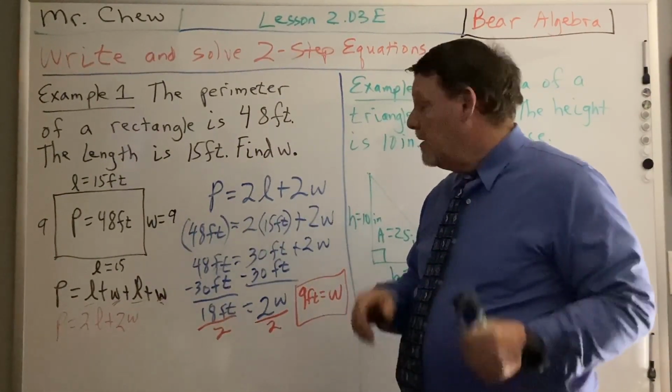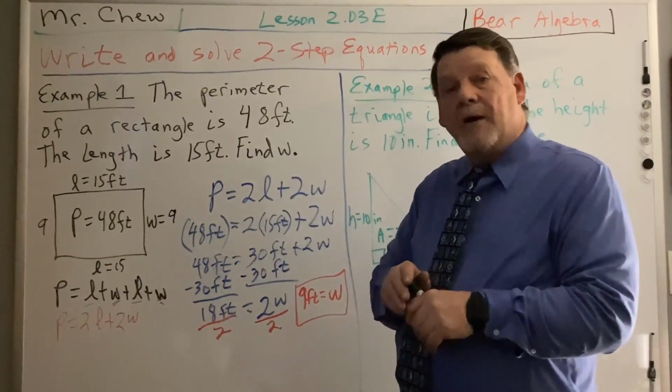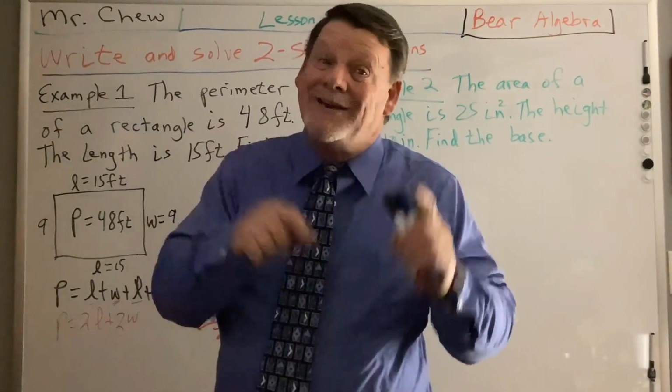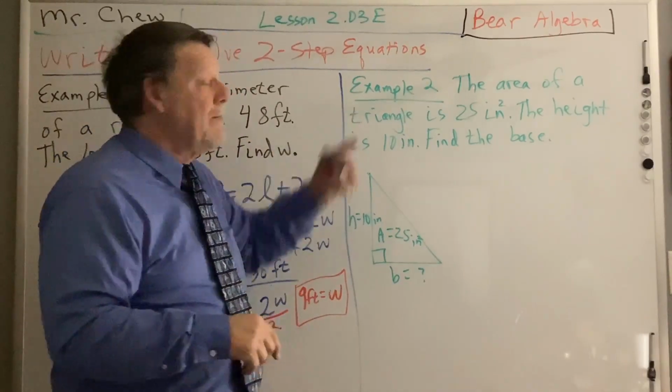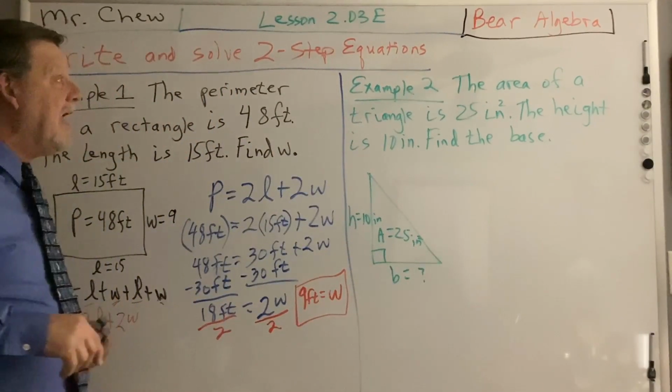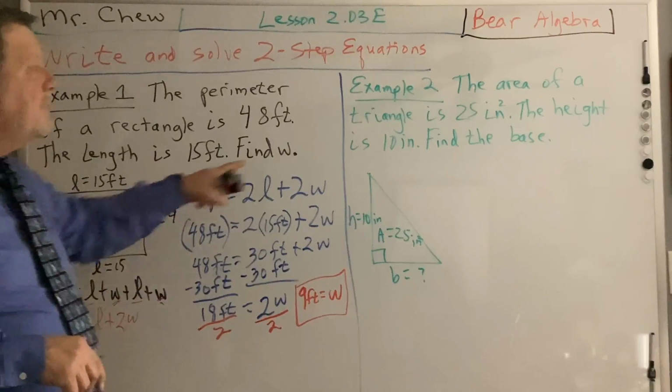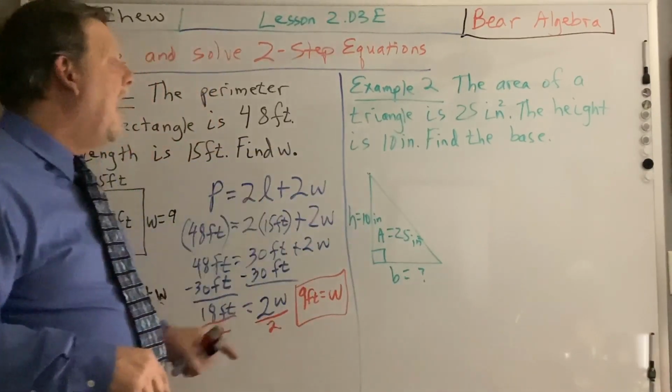All right, so it took 5 minutes to do that problem. Now let's see if we can do this one at least in 5 minutes or less. Example 2. Now we're going to talk about the area. The area of a triangle is 25 inches squared. The height is 10 inches.